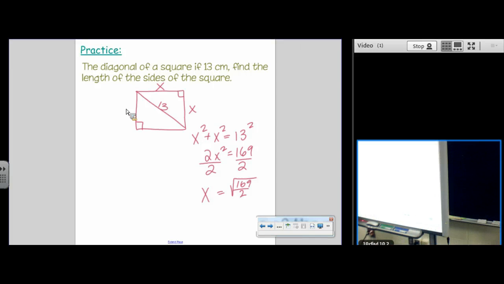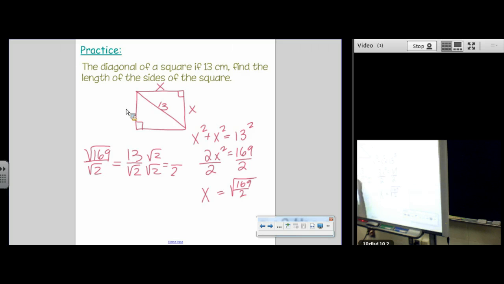I would separate it: square root of 169 over the square root of 2. The square root of 169 is back to where we started, 13. And then we have to rationalize our denominator. Square root 2 times square root 2 is 2. 13 times square root 2 is 13 root 2.